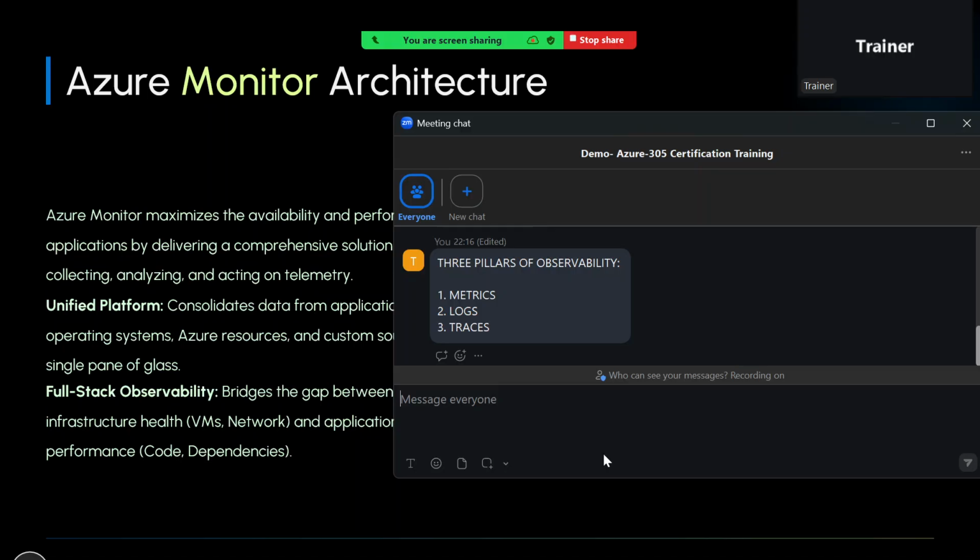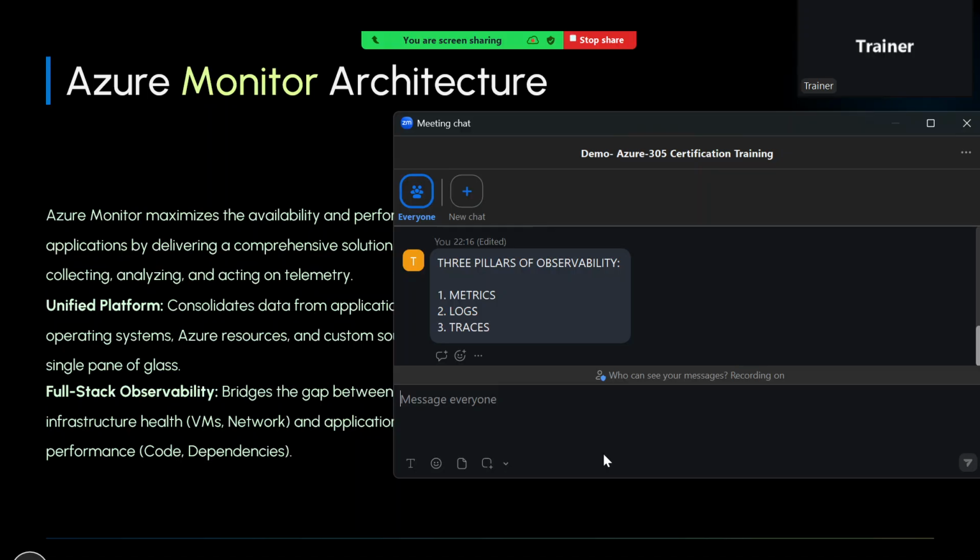For example, at 10:05 a.m., user login failed, reason invalid token. So much more detail than metrics. And what is pillar 3, which is traces? Traces follow a single request across multiple services. For example, it starts from the user request, then goes to the API gateway, then to app services, then to database, then to storage. So it is useful for microservices.